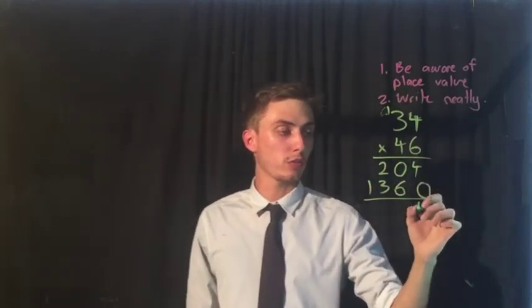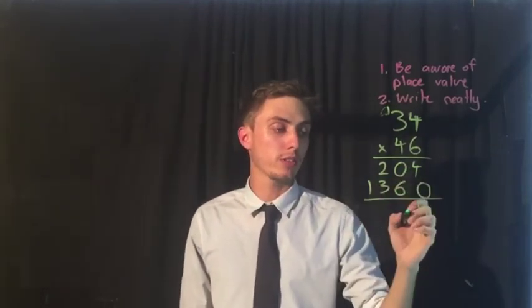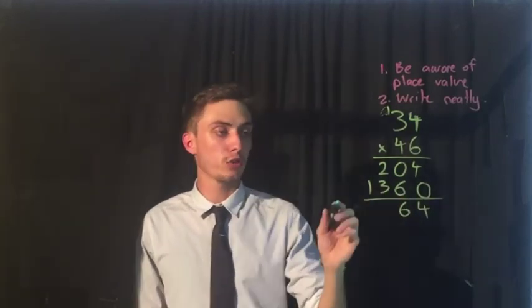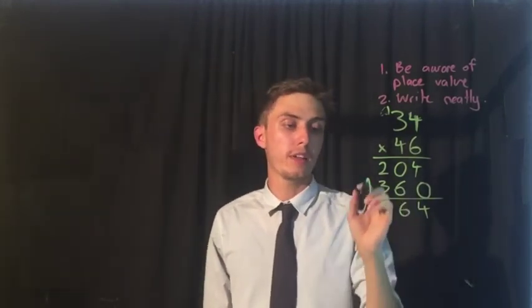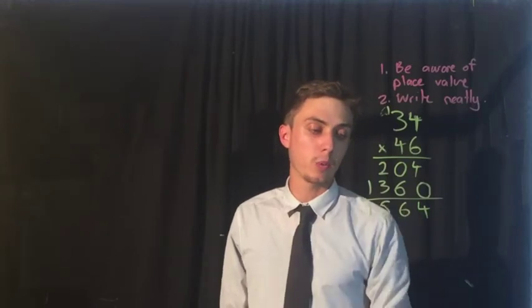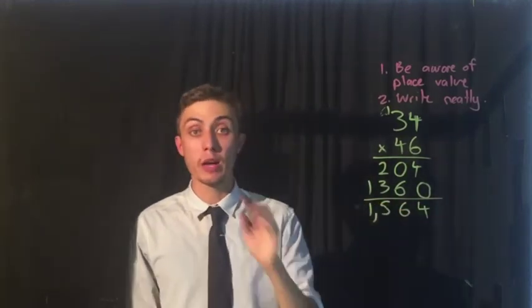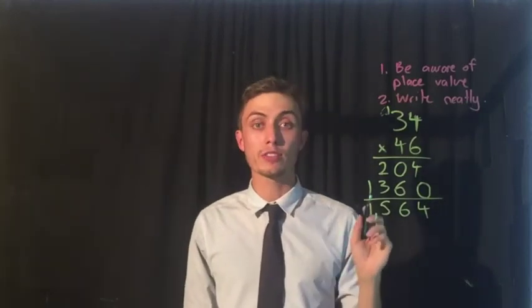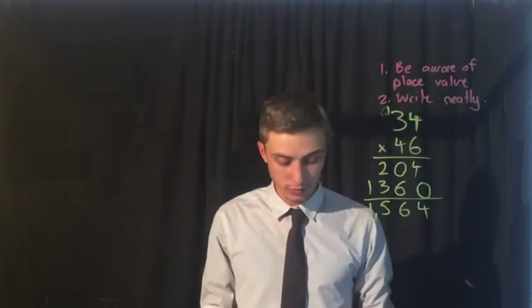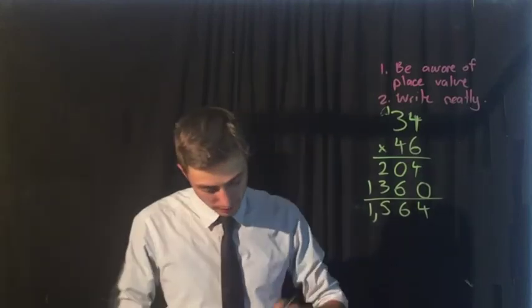4 plus 0 is 4. 0 plus 6 is 6. 2 plus 3 is 5. And a 1 and nothing is 1. We go 1, 2, 3. Draw our comma. And we have the answer 1,564. Well done. Let me give you another one.